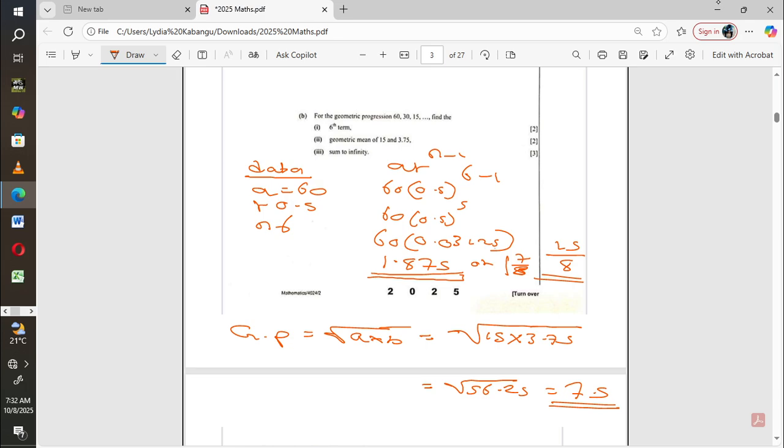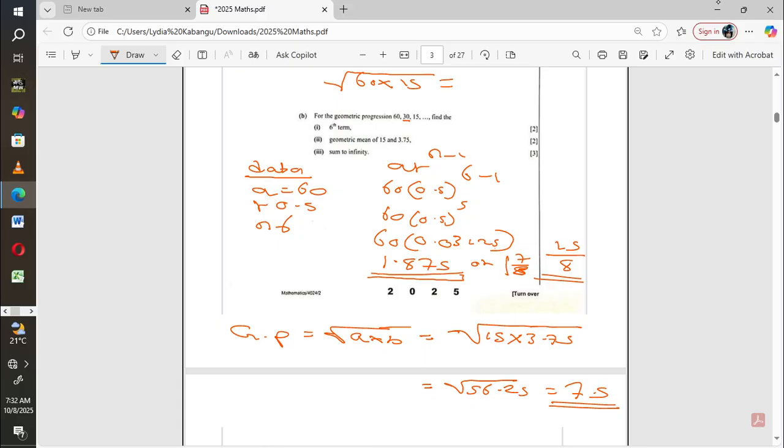Okay, let's try this one here. 60 and 15. What will be the mean of 60 and 15? We know that the number which is between 60 and 15 is 30. Okay, if they ask us to calculate the geometric mean of 60 and 15, this is what we are going to do. You multiply 60 by 15. The answer has to be 30 because 30 is the number which is in between there.